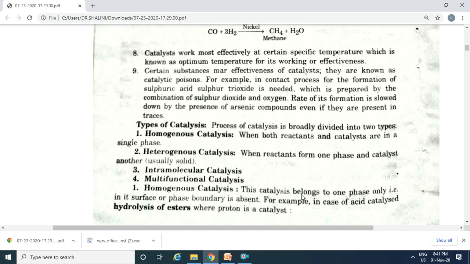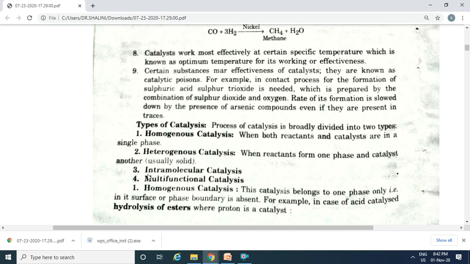Now, the types of catalysis. Catalysis is of two types, homogeneous and heterogeneous catalysis. Homogeneous catalysis is when both reactants and catalyst are in a single phase. Heterogeneous catalysis is when the reactants form one phase and the catalyst is in another phase. Usually catalysts are used in the solid phase.